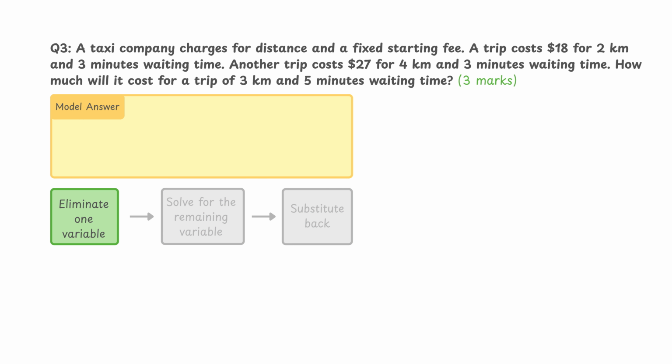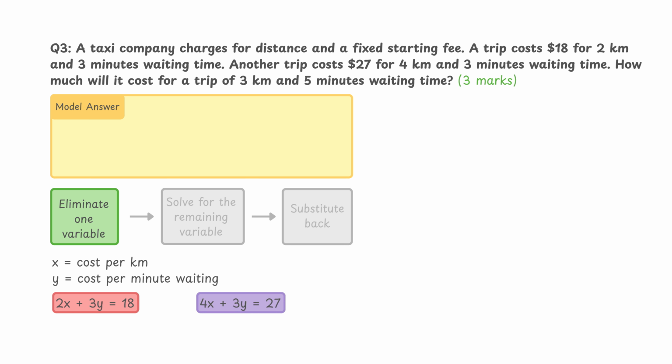First, eliminate one variable. Let x be the cost per kilometer. Let y be the cost per minute waiting. From the information given, we form the equations. 2x plus 3y equals 18. 4x plus 3y equals 27. Now we eliminate one variable. Notice that both equations have positive 3y. This is very helpful because it means we can eliminate y directly by subtracting one equation from the other.